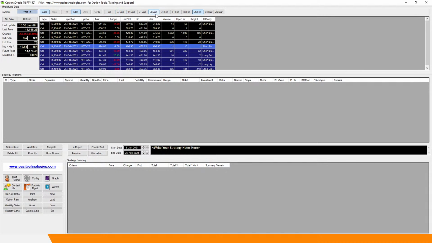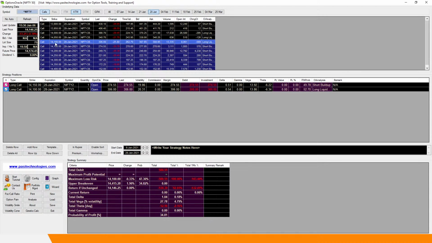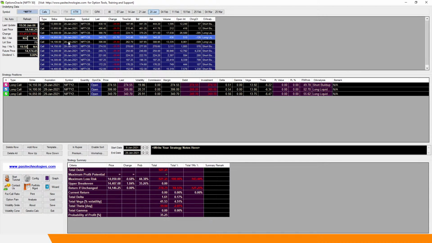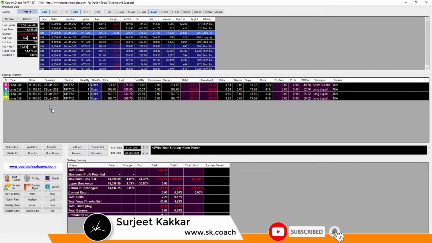So let's say I go for the 28th of Jan, which is the current month. And let's first take the at the money option. So this is at the money. And now I want to take options which are getting deeper and deeper in the money. If I'm talking about a call, the ones which are cheaper will be getting in the money. So let's take in the money options 50, then we have 14,000, then we have 13,950.